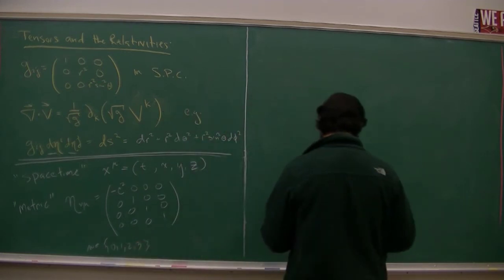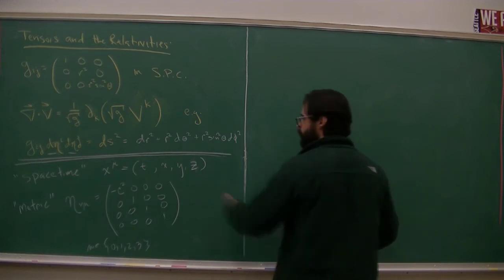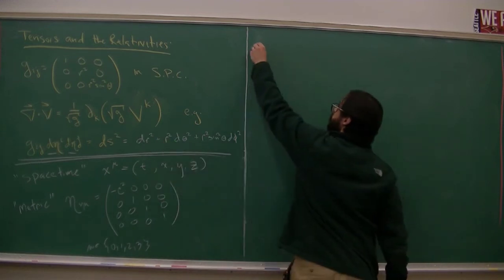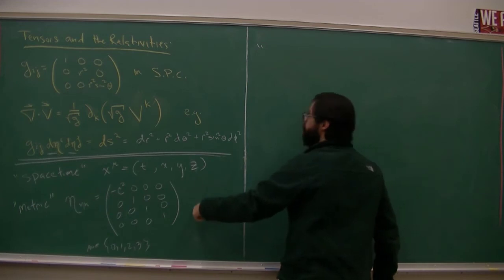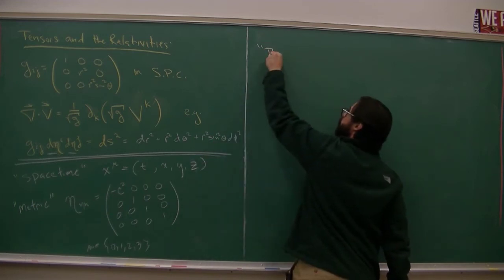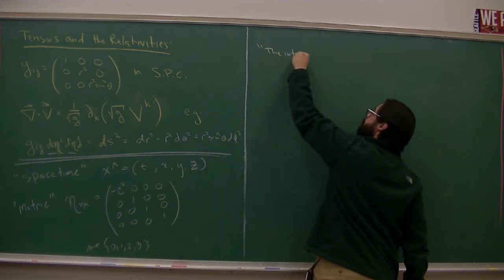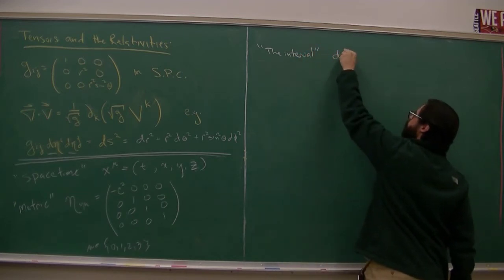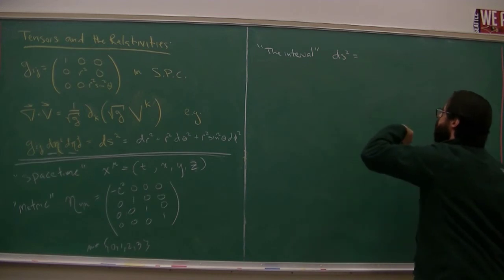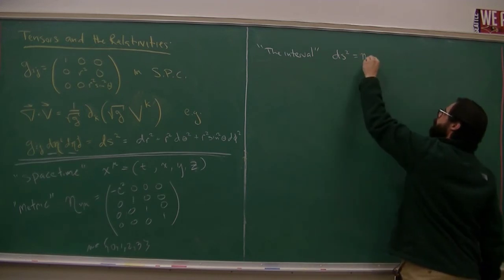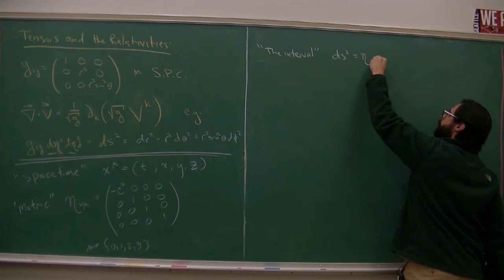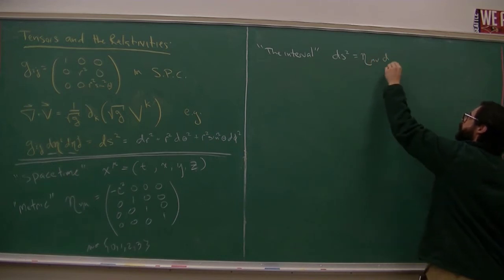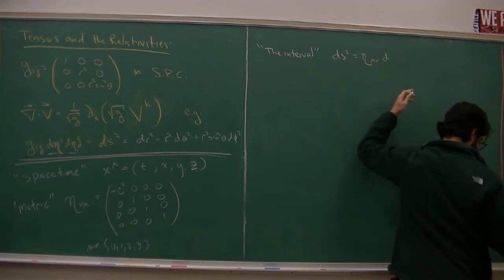And the thing that this lets us do is define, just like we did here, an interval. So that's space-time, this is the metric, and this is what's called the interval. In some sense, it tells you how far you've moved, not through space, but through space-time. So we have eta mu nu, and then a little bit of distance, so call it dx.